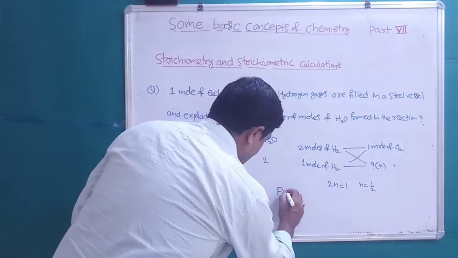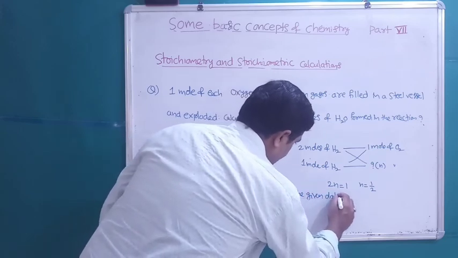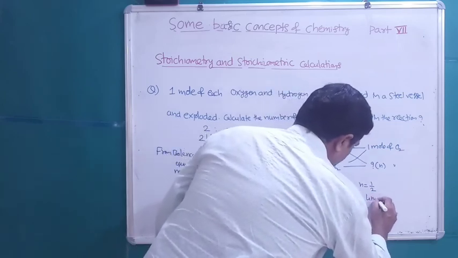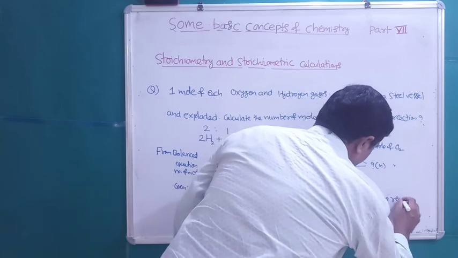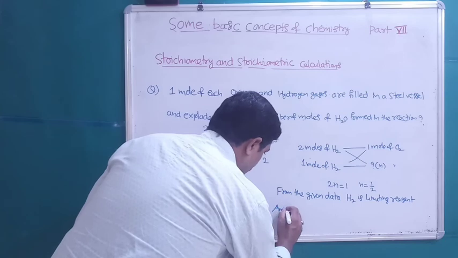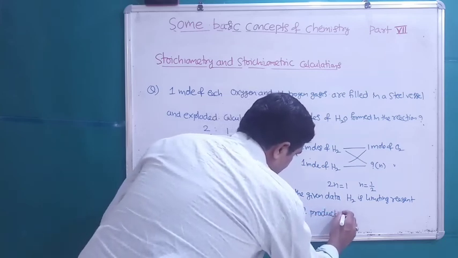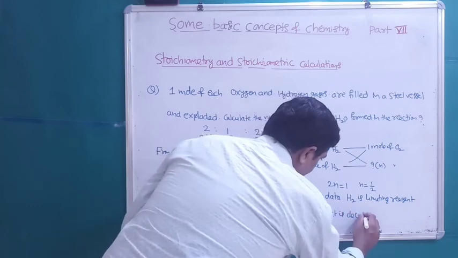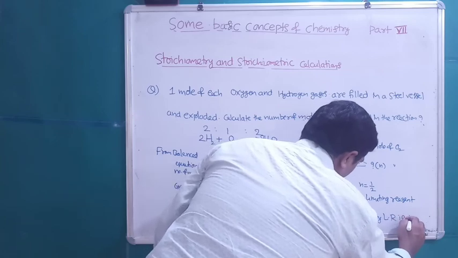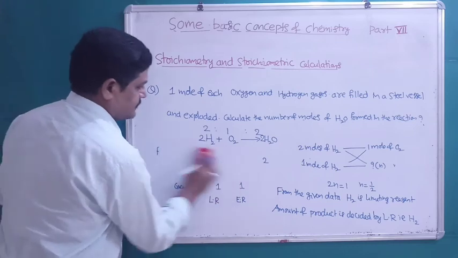From the given data, hydrogen is the limiting reagent. The amount of product is decided by the limiting reagent, that is hydrogen. The amount of the product is decided by the limiting reagent.